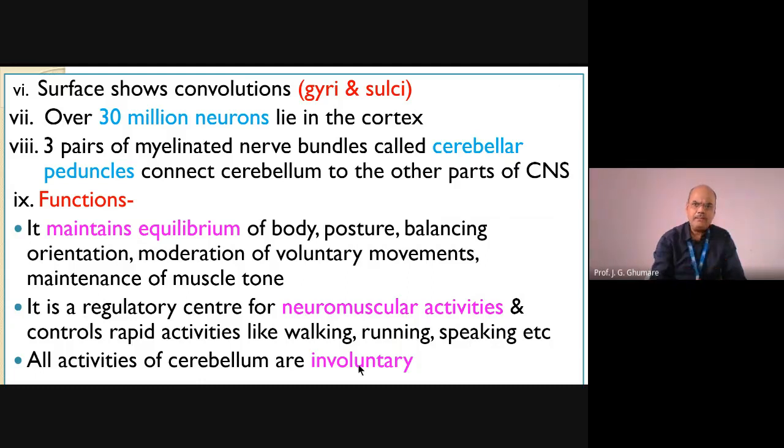Remember, all activities of the cerebellum, unlike what we discussed for the cerebrum, are involuntary, not just voluntary. Involuntary means not under our conscious control. I told you whenever we are walking, we have a perfect tone in the body, and that is because of the cerebellum. When some people take something that makes them lose their balance, it is because of the first effect on the cerebellum. That's it, this is something about the cerebellum.